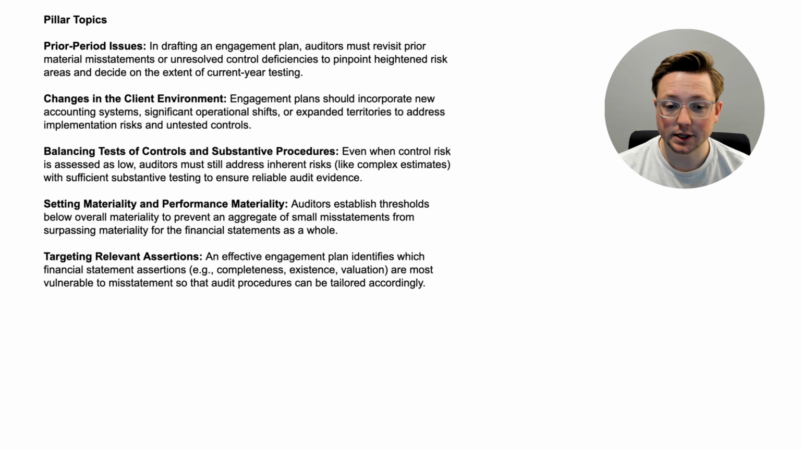Now let's talk about setting materiality and performance materiality. Auditors establish thresholds below overall materiality to prevent an aggregate of small misstatements from surpassing materiality for the financial statements as a whole. And then finally, targeting relevant assertions. An effective engagement plan identifies which financial statement assertions, and again, those are completeness, existence, valuation, those are some of those, and those will come up again in future videos, are most vulnerable to misstatement so that audit procedures can be tailored accordingly.